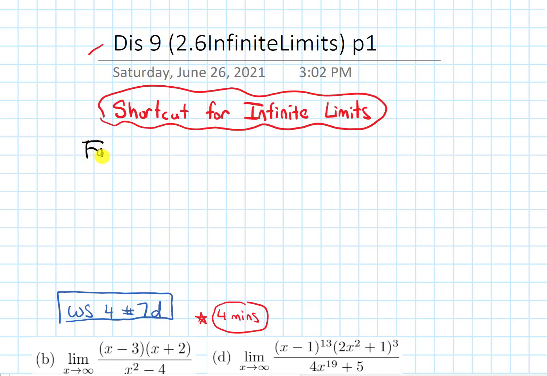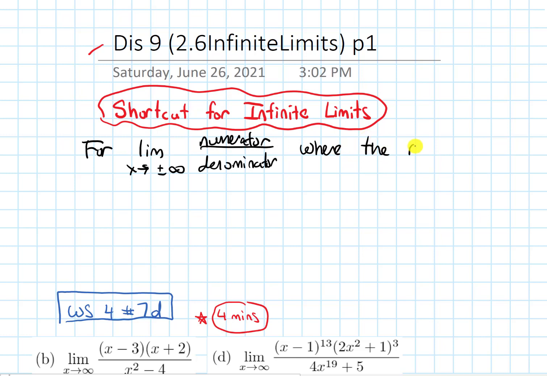Recall that for limits of the form limit as x approaches either positive or negative infinity, where we have some numerator over some denominator, where the numerator, I'm just going to abbreviate it, the num, and I'll abbreviate denominator, denom, where the numerator and denominator consist of powers of x.